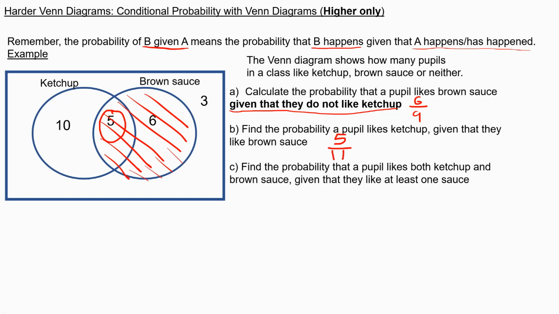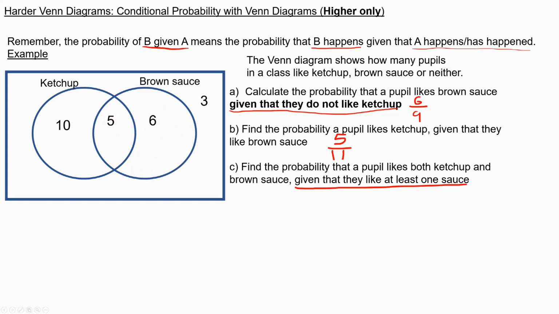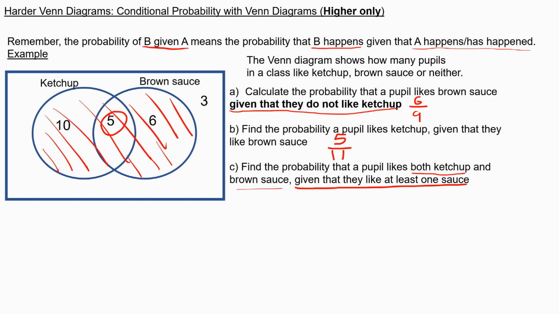Finally, to find the probability that a pupil likes both ketchup and brown sauce, given that they like at least one sauce, I need to restrict myself to the part of the Venn diagram which represents liking at least one sauce, which is basically anywhere inside the 2 circles. So the probability they like both ketchup and brown sauce means that they're going to be in the intersection. So that's 5 out of 10 plus 5 is 15, plus 6 is 21. So I'm going to do 5 out of 21. I ignore the 3 pupils who are outside of the circles because of this given that they like at least one sauce statement.